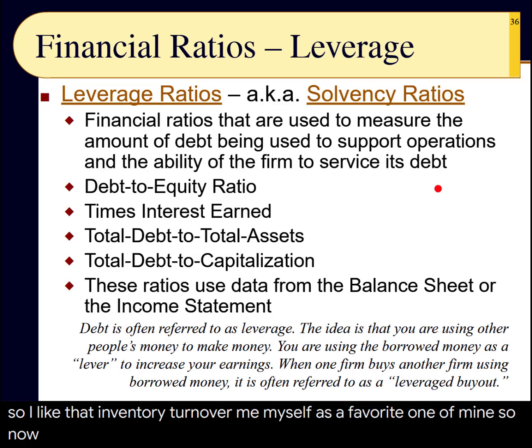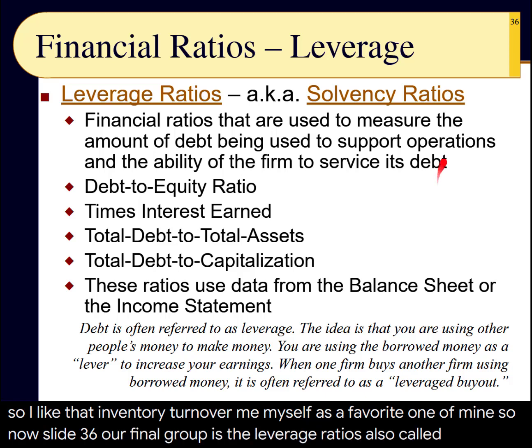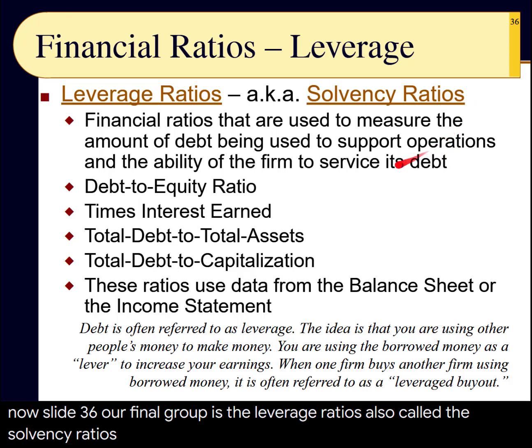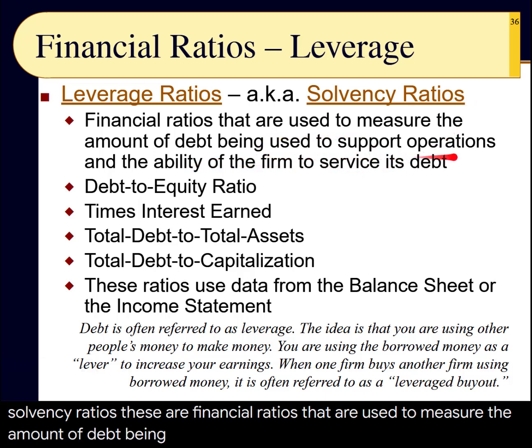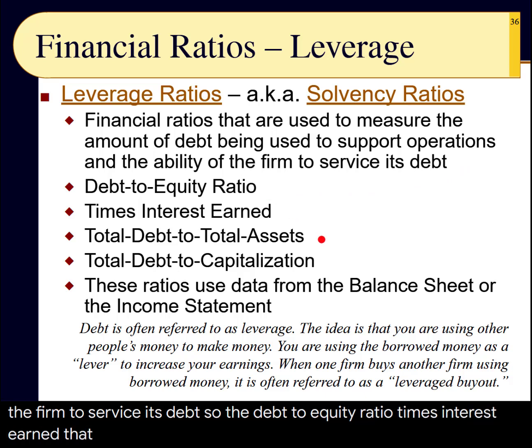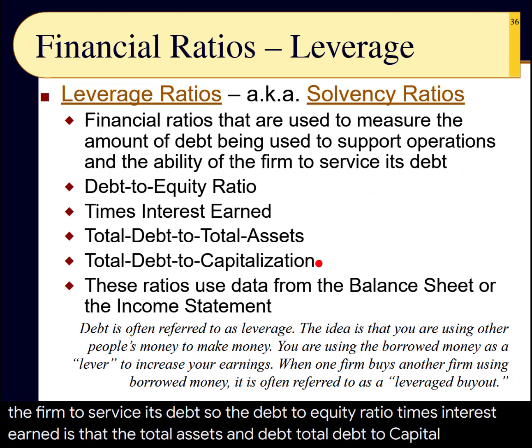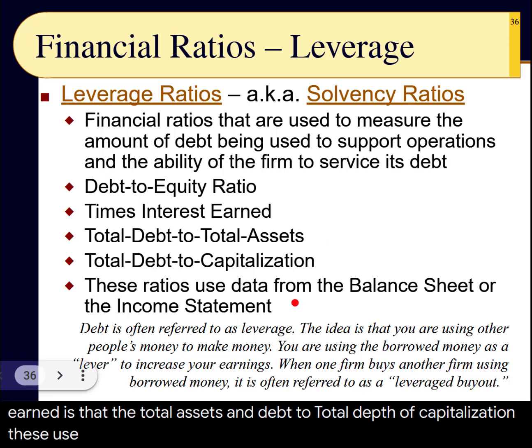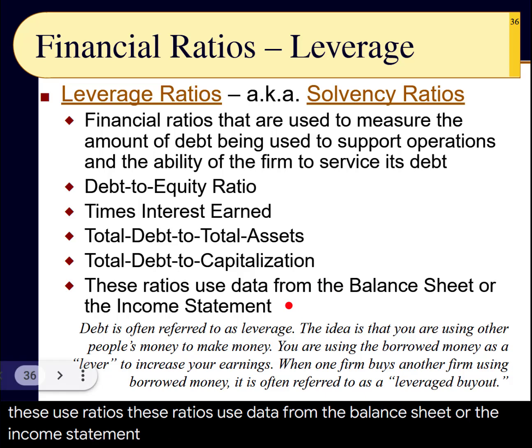So now, slide 36. Our final group is the leverage ratios, also called the solvency ratios. These are financial ratios that are used to measure the amount of debt being used to support operations and the ability of the firm to service its debt. So the debt to equity ratio, times interest earned, debt to total assets, and total debt to capitalization. These ratios use data from the balance sheet or the income statement, or both.